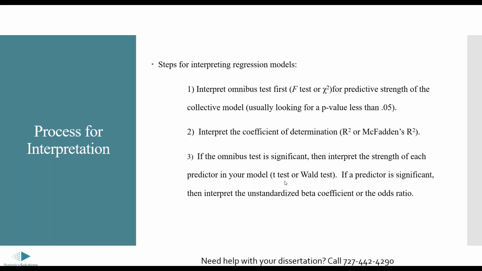And you do that with interpretation of a t-test for a linear regression, or a Wald test. Sometimes that's a chi-square test, interchangeable, for a logistic regression. If you have a significant predictor variable, meaning that the p-value for the predictor is less than 0.05, then you want to interpret the beta coefficients. For a linear regression, you interpret the unstandardized beta coefficient, which is usually a Greek symbol beta. For a logistic regression, you interpret the odds ratio.